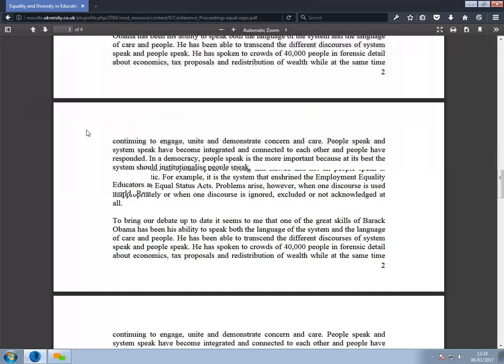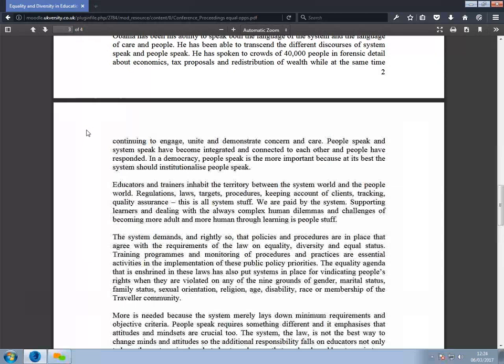So what I'm going to do is put this down onto Moodle for you now to read right through. I'm not going to read right through it at this stage. I'm going to cover a little bit more about laws, yeah? Educators and trainers talking about the systems of the world and the people of the world. Then we come in with regulations, laws, targets, procedures, keeping account of finance, tracking, quality assurance. All is system stuff. We are paid by the system. Supporting learners and dealing with always complex human dilemmas and challenges and becoming more adult, more human, is people stuff.